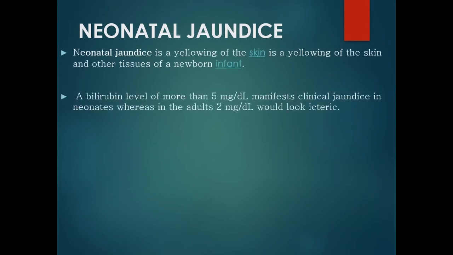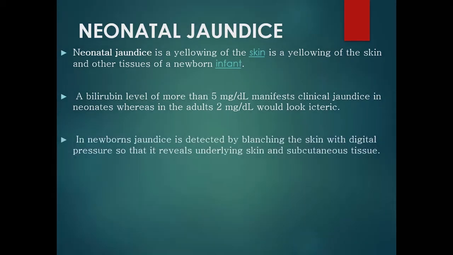A bilirubin level of more than 5 mg per deciliter manifests clinically as jaundice in neonates, whereas in the adult, 2 mg per deciliter will look icteric. In newborns, jaundice is detected by blanching the skin with digital pressure so that it reveals the underlying skin and subcutaneous tissue, which will look icteric.